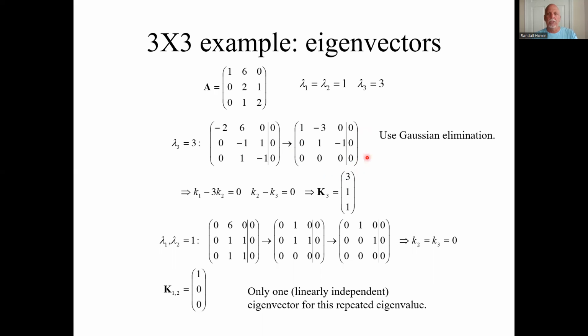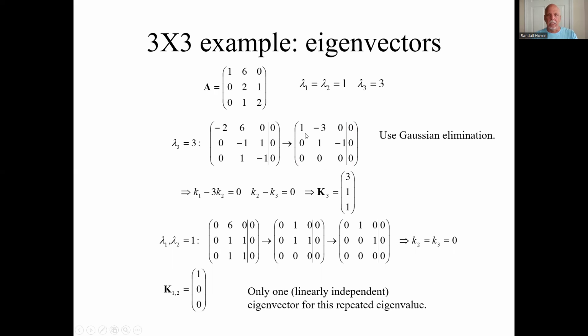And you better always get a row of all zeros at the bottom, at least 1 row of all zeros. If you don't, you did something wrong prior to this. You should always get at least 1 free parameter. There's an infinite number of solutions. That's a check on your work. You better get a row of all zeros.